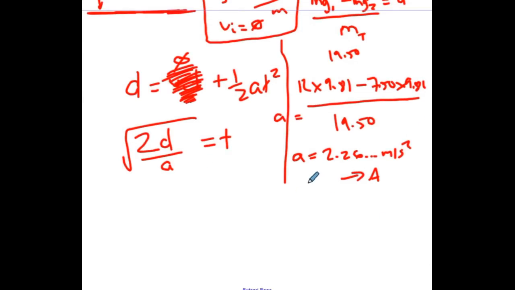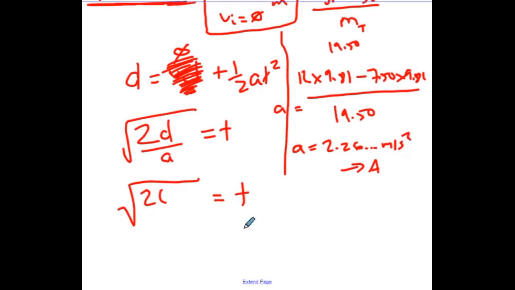Now that I have the acceleration value, I can go and plug these numbers in. So to solve for the amount of time it's going to take, we're now back to doing kinematics. It's going to be 2 times the distance, which was 8 meters, and then I'll divide by the acceleration value I just found. Now I've got to point out, the normal acceleration due to gravity is 9.81, but due to that counterweight on the other side, it's only going to be 2.26.